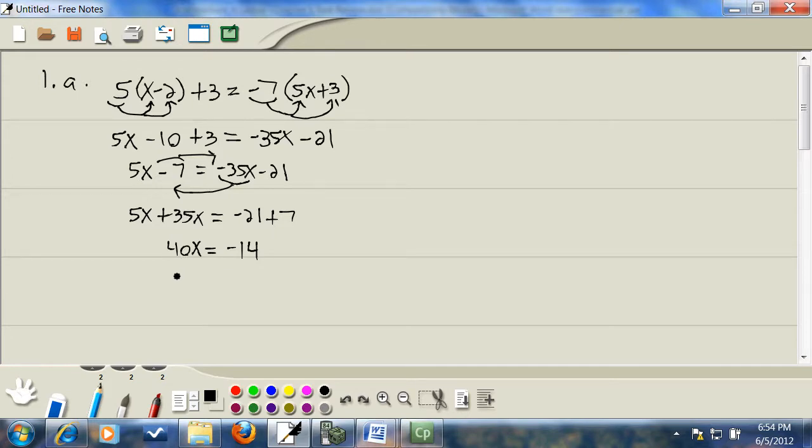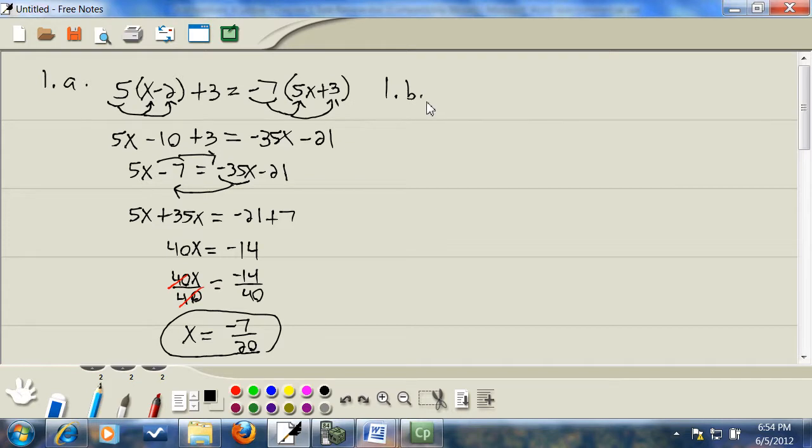Last step, divide both sides by the number in front of your x. So we're going to divide both sides by 40. And those 40s cancel there. And 14 and 40 are both divisible by, I guess, 2. So it gives me a negative 7 over 20. And that's our answer.